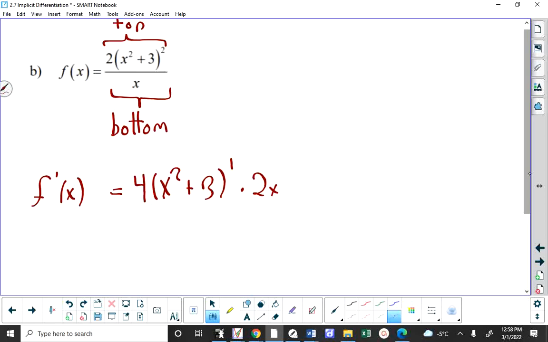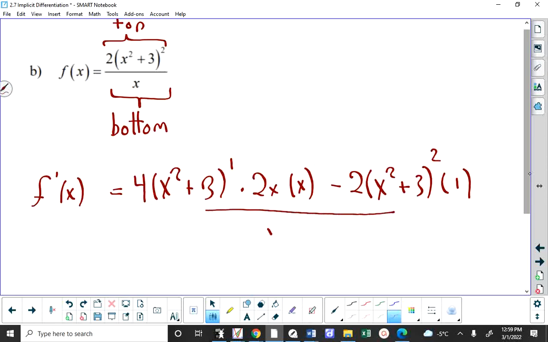Okay, now I have to multiply by the bottom, which is x. And then I'm going to subtract the top, which is 2 times (x squared plus 3) quantity squared, times the derivative of the bottom. And then before I forget, I have to divide by the bottom squared. Now I'm going to double check everything.